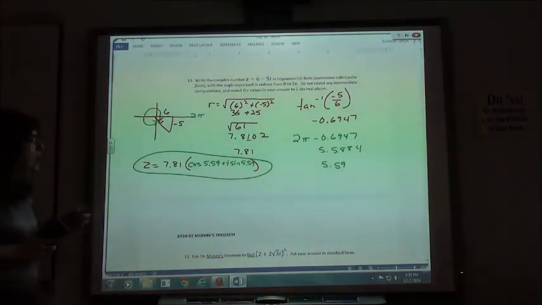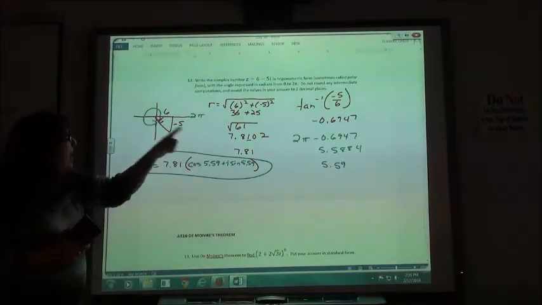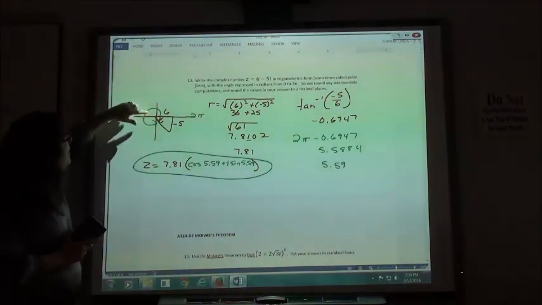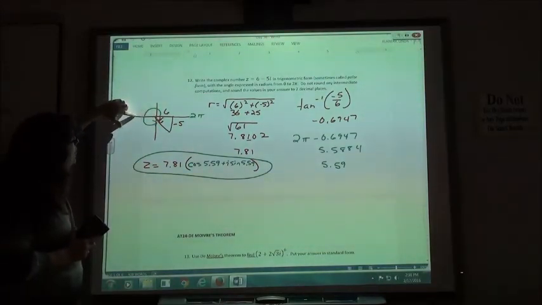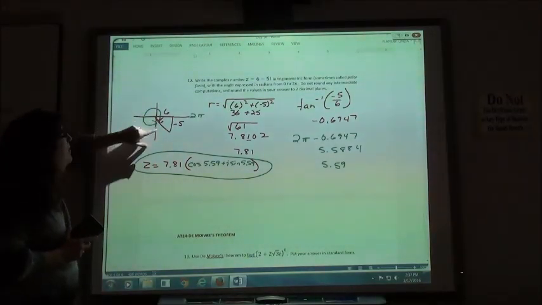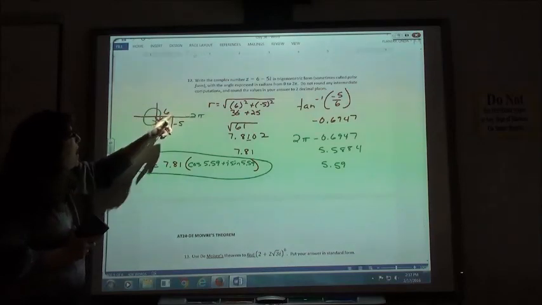So always look, if you do get a negative angle, at where you're at, because you want your angle in the positive direction. If it's up here in quadrant 2, you're going to take pi minus the angle. If you're in quadrant 3, you would take pi plus your angle. If you're in quadrant 4, 2 pi minus your angle.